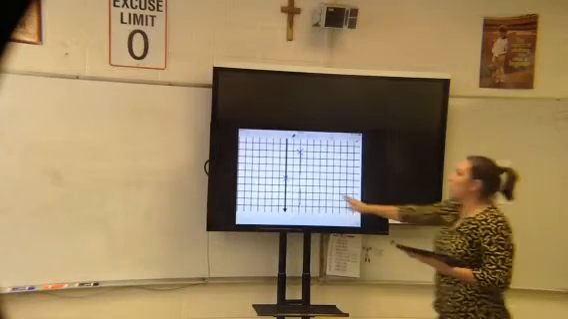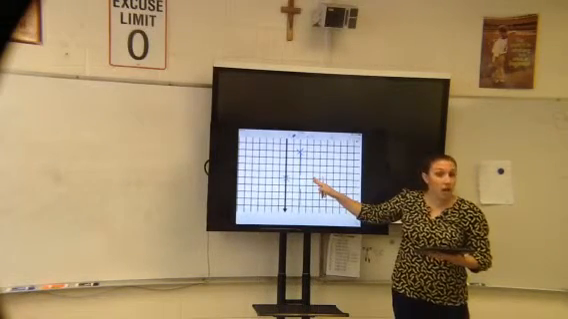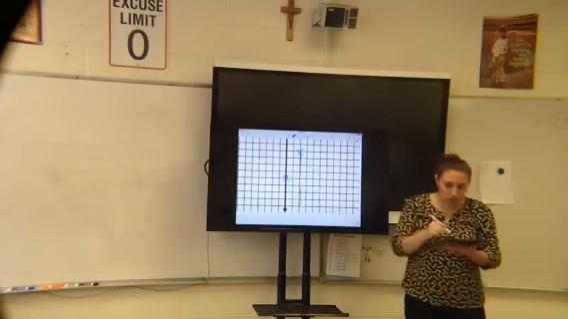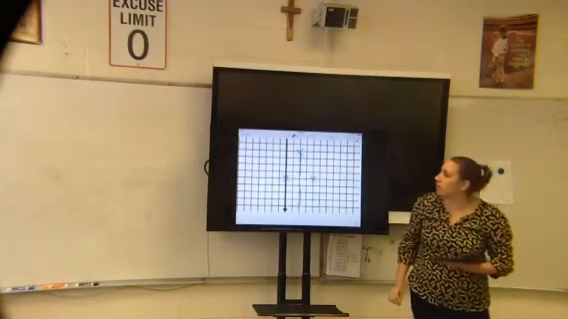Then you do the opposite. That's right. So what you do on one side, we have to put on the other side of that dotted line, right? So for 2 over, we're going to go 2 over and put another dot there. Okay?